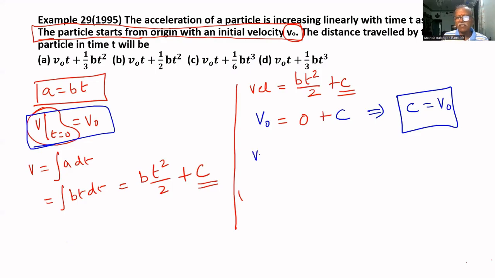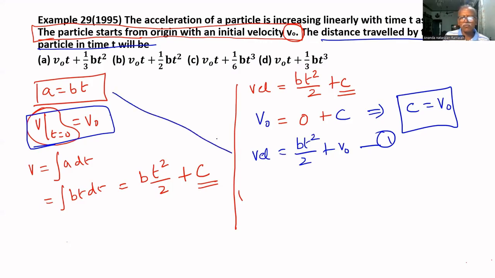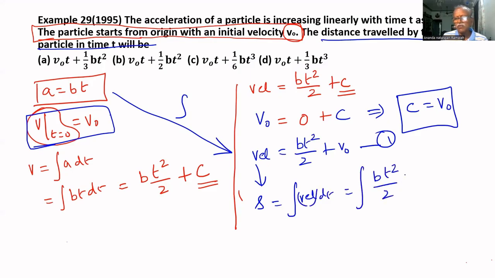Therefore, what is the formula for velocity? Velocity equal to bt square divided by 2 plus v naught. That is one, we got velocity. But what is asked? Distance traveled by the particle in time t, we have to find. If you want a distance, velocity is there. Acceleration to velocity means one integration. Velocity to displacement means one more integration. So, S equal to integral of velocity dt, that is equal to integral of bt square divided by 2 plus v naught multiplied by dt.